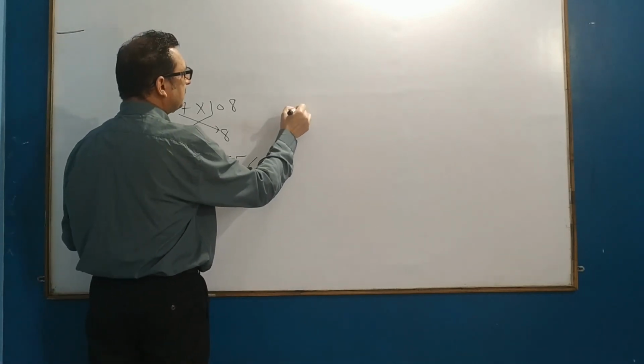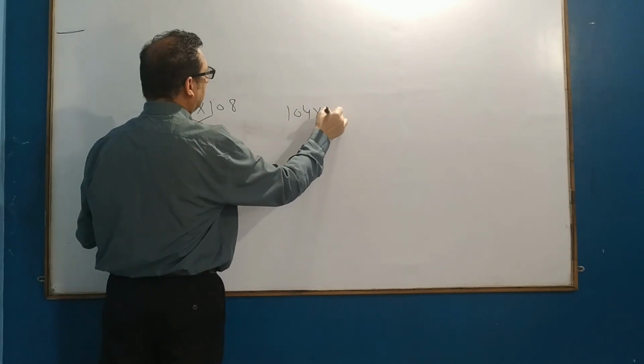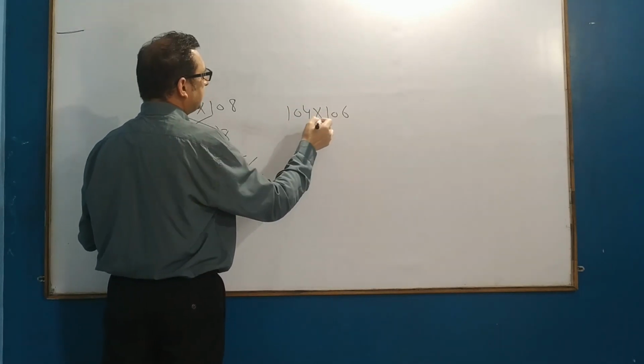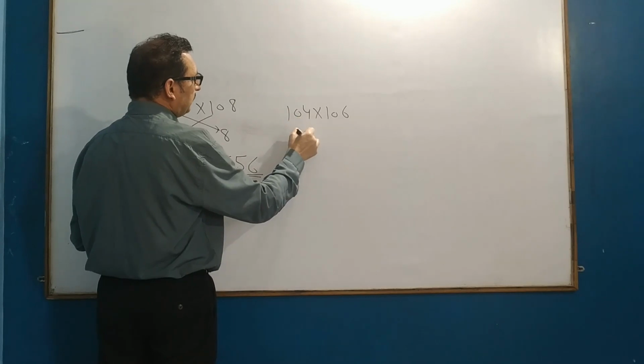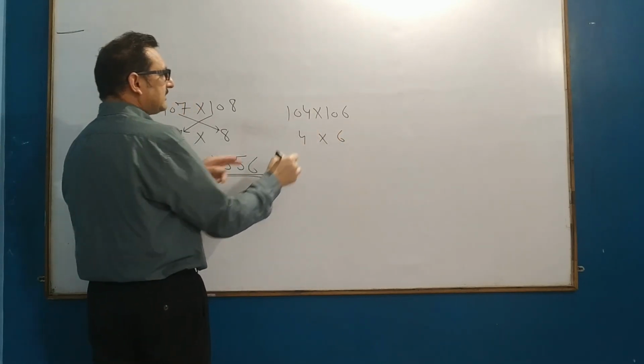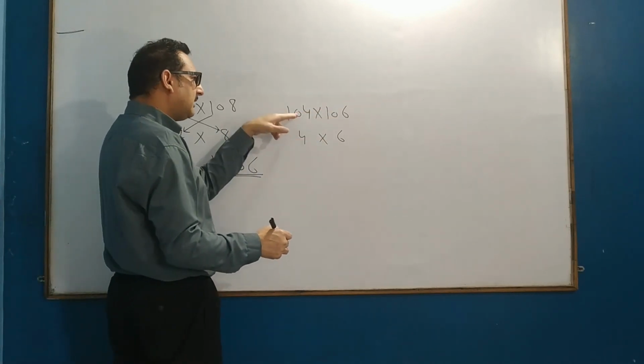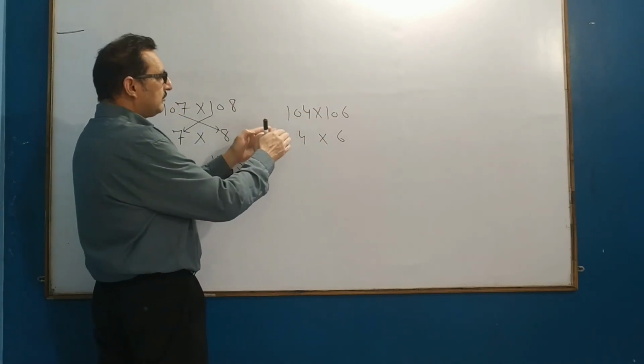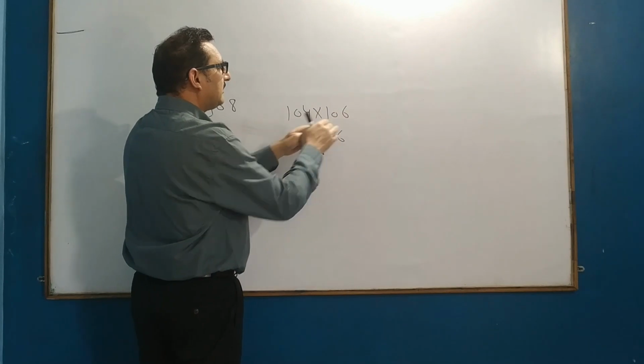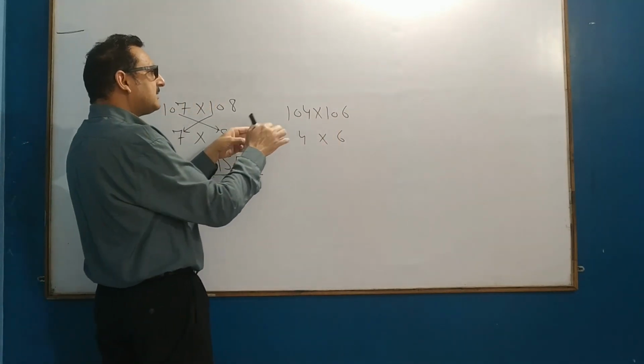Let me take another example. 104 into 106 let's say. तो यहाँ 4 यहाँ 6. I think you can understand मैंने 4 और 6 क्यों लिखा. 100 माइनस करेंगे दोनों से. 104 से 100 माइनस किया 4 आ गया. 106 से 100 माइनस किया 6 आ गया. या इस ढंग से समझे.